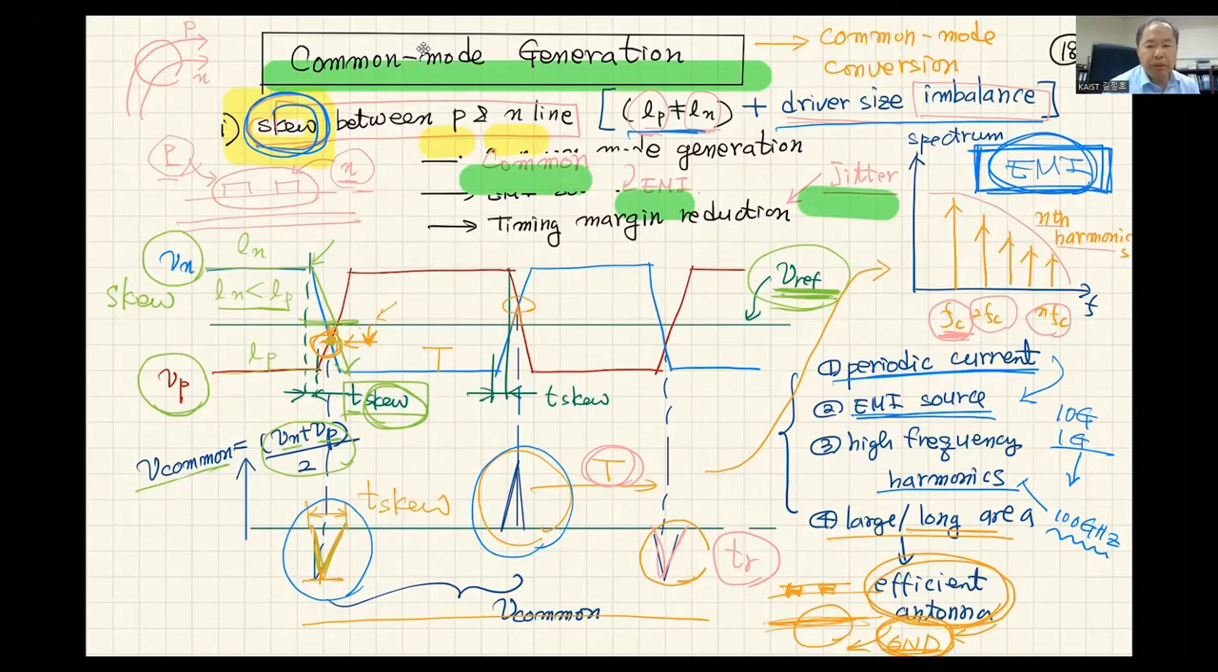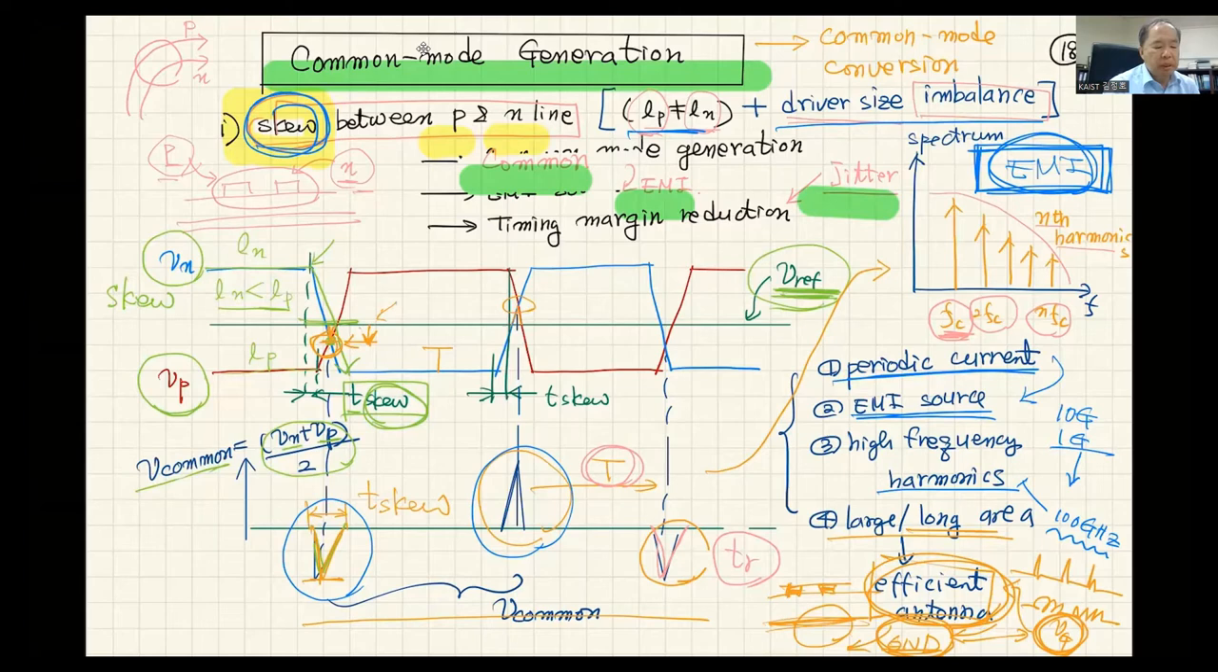So ground is usually intended for stabilizing your reference voltage, but sometimes because of this common mode, let's assume that you have common mode current, and let's assume your ground has certain inductance and resistance, that means your ground voltage will fluctuate significantly, and there is going to be an EMI source. Especially since this ground has a large area, it is going to be a very efficient antenna.